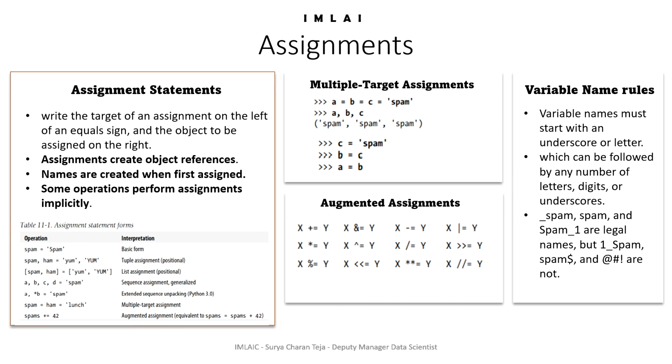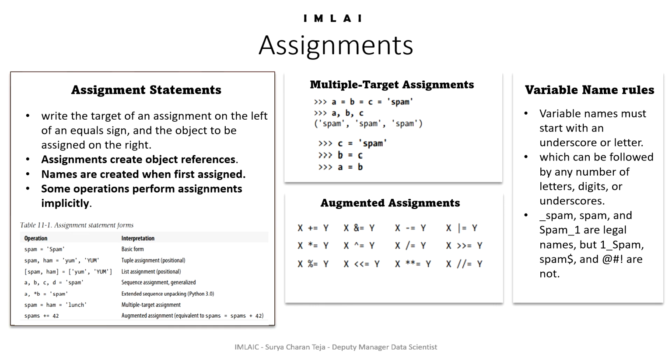Then, names are created when first assigned, and names must be assigned before being referenced. Most importantly, some operations perform assignments implicitly. For example, function arguments, class arguments, and loop variables are implicit assignments, because assignment works the same everywhere it pops up. All these contexts simply bind names to object references at runtime.